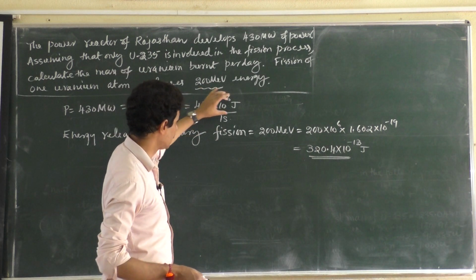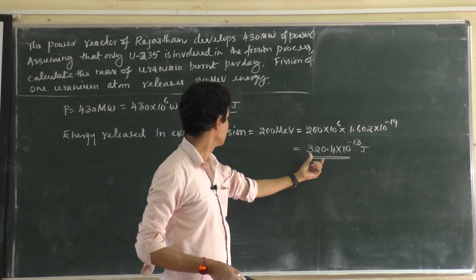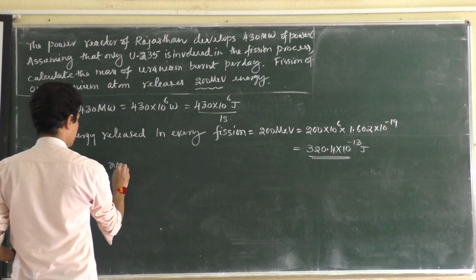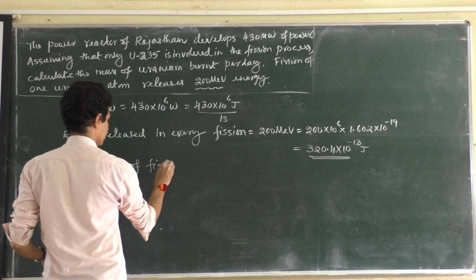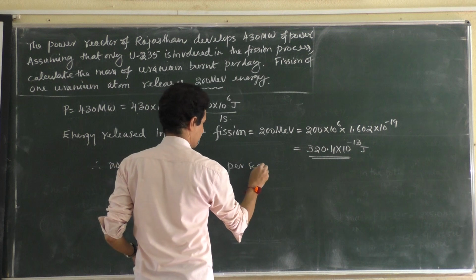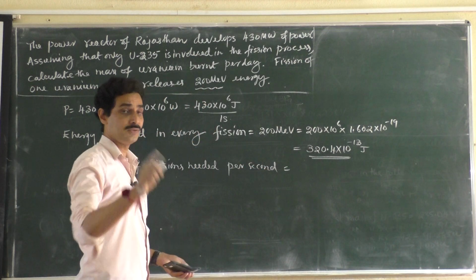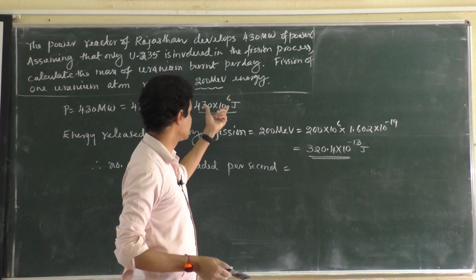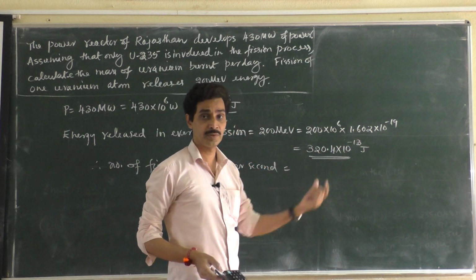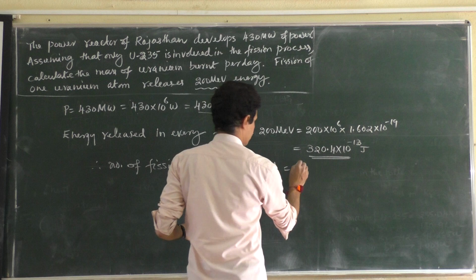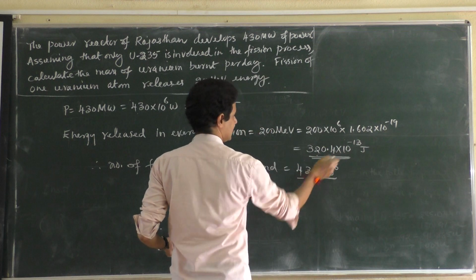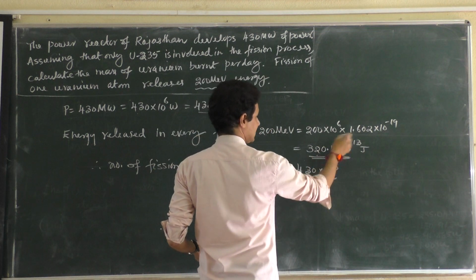So if you need this much energy, how many fissions are needed? Because one fission gives only this much energy. So how to calculate it? Therefore, number of fissions required, needed per second. In 1 second, how many fissions should occur so that you will get this much energy? That will not be produced by one fission, it has to be produced by many fissions. How to do that? Divide this. 430 into 10 to the power 6 joules divided by how many packets of this energy are needed to make this one?